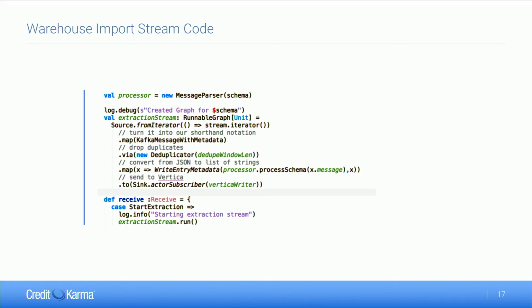We use our processor. If you notice processor, process schema, we turn that into a write entry metadata, and then we send it off to our Vertica writer, which, like I said, uses that actor subscriber trait, which means that this had back pressure all the way through. So that created our stream. That was our blueprint. But actually nothing happens until we get our start extraction call and we call run on it. At that point, resources are allocated and the stream's materialized, and that's when the work actually starts and the stream gets going. So this was a huge improvement, so much so, Dustin actually decided to do the same thing.